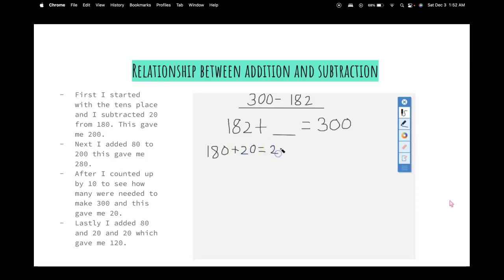This will give me 200, because 80 plus 20 equals 100, and by adding the extra 100, that equals 200. And next, we are going to take 200 from where we ended, and we're going to add 80, which will get us to 200 plus 80 equals 280.